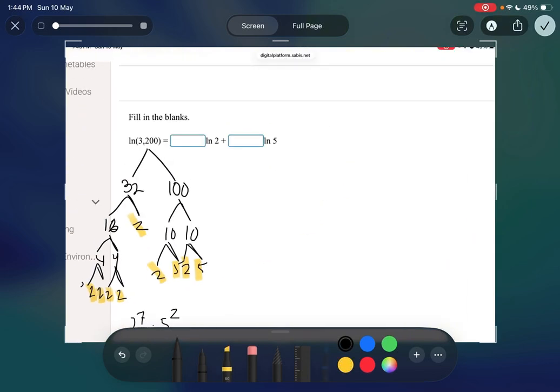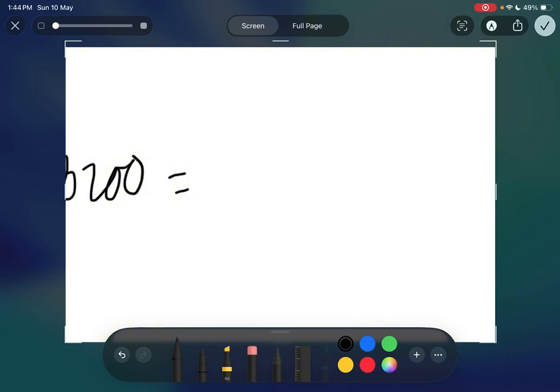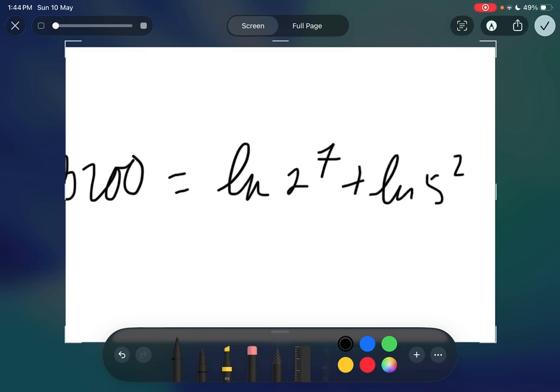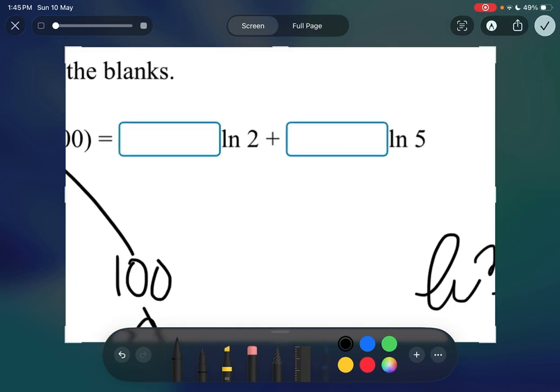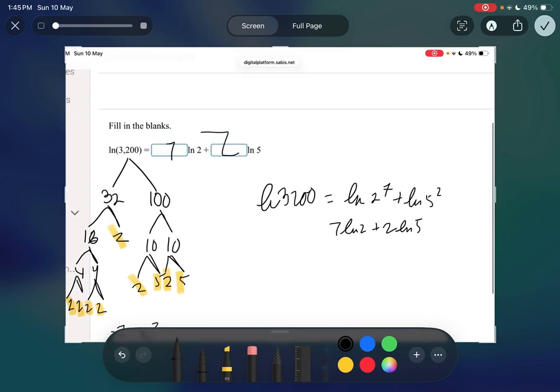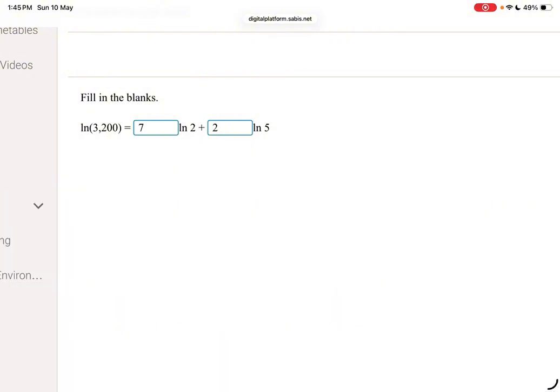You found it easily. So now ln of 3,200 is equal to ln of 2 to the power of 7 times 5 to the power of 2, so it will be now ln 2 to the power of 7 plus ln of 5 to the power of 2, right? And then you know that you take the exponent out, so it's 7 ln 2 plus 2 ln 5. It's very, very simple. 7 ln 2 plus 2 ln 5, okay?